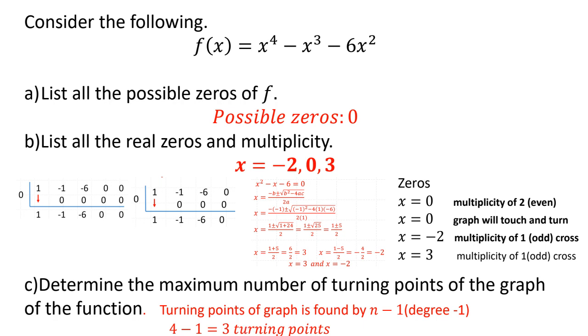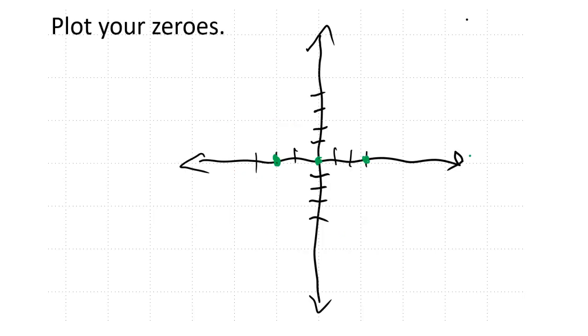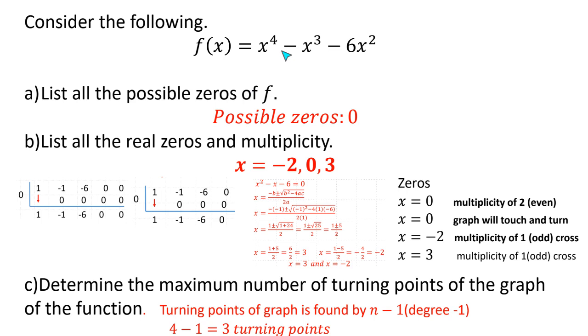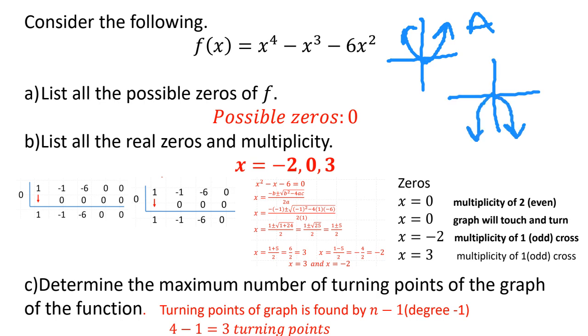When you're graphing, the first thing I encourage you to do is plot your zeros. Remember, my zeros were negative 2, 0, and 3. Next, you want to apply the end behavior. Let me go back here. This is even, so what is my end behavior going to be? Let me just draw this really quick. Is it going to be, let's call this A, B, C, or D?